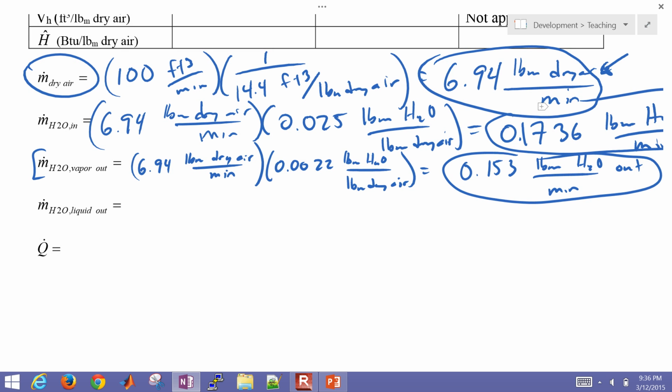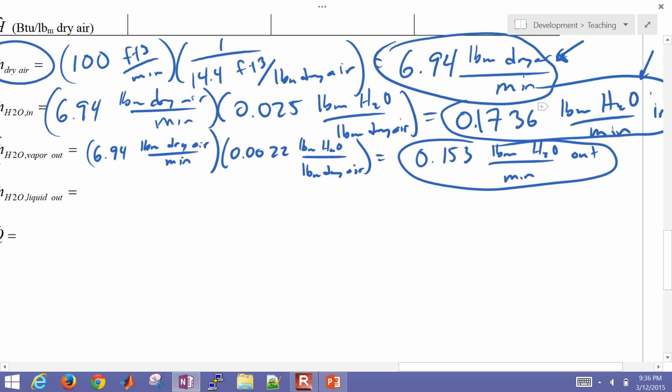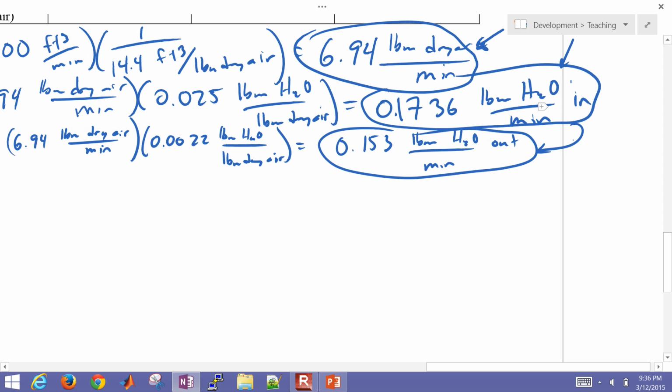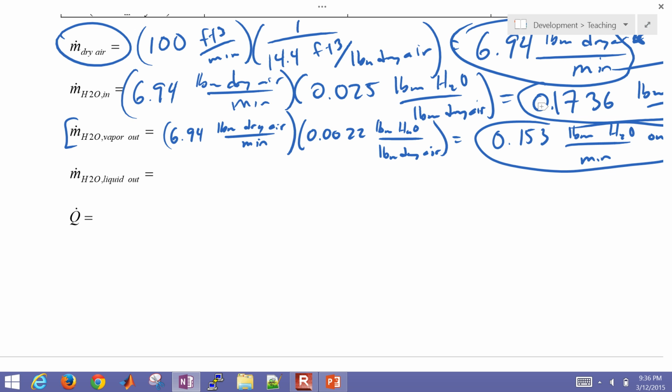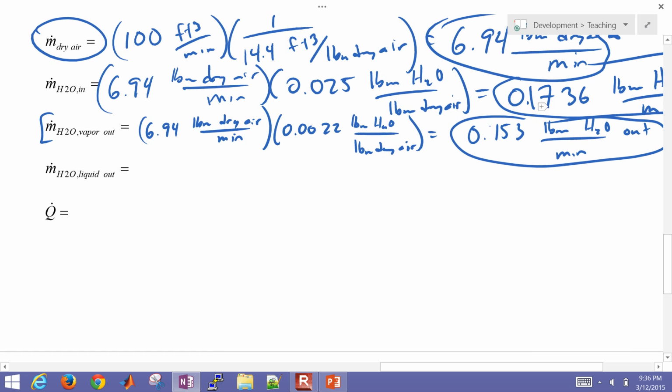So that's how much is leaving in vapor form. The difference between these two right here is how much is going to be condensed. That's the amount of liquid that's coming out. And actually, I forgot a 0 right here. So this is very little coming out in the vapor, so most of that is going to be coming out in the liquid.